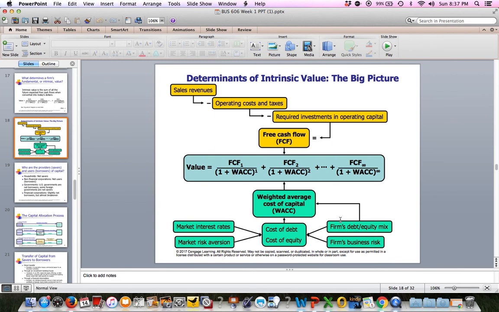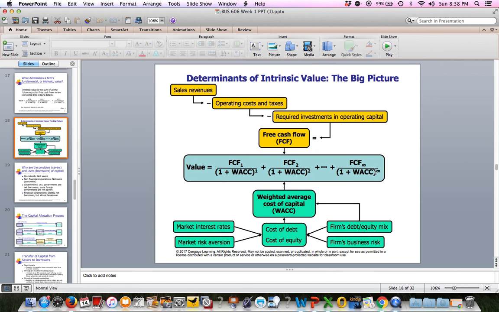Now, this is kind of a big, ugly slide. There's a lot going on here, but I'll walk you through what this means. So the top in the yellow means here's how we compute free cash flow. Sales revenues minus operating cost and tax minus required investment in capital is my free cash flow. I've mentioned that already. And then the previous slide said the intrinsic value of a company is the sum of all future cash flows brought down to the value of time today. Basically, free cash flow divided by 1 plus the WACC to the power of time. 1 year, 2 years, 3 years, and then the infinity symbol and so on.